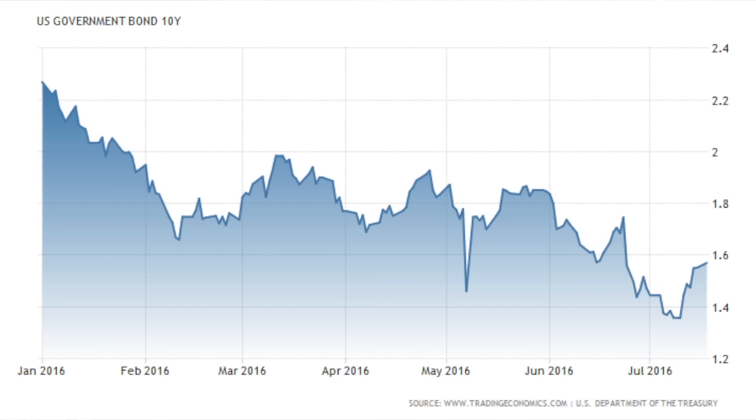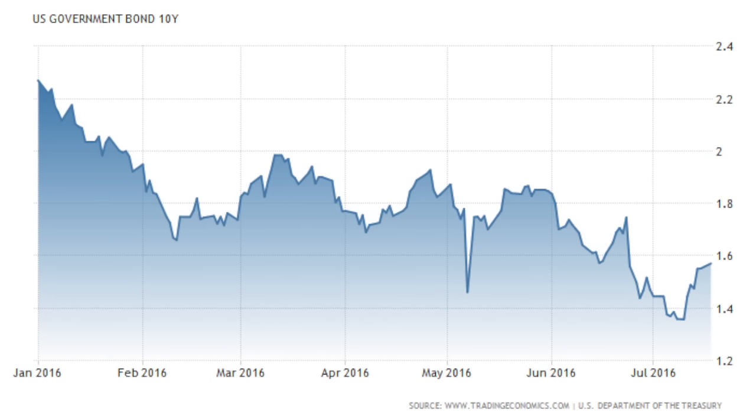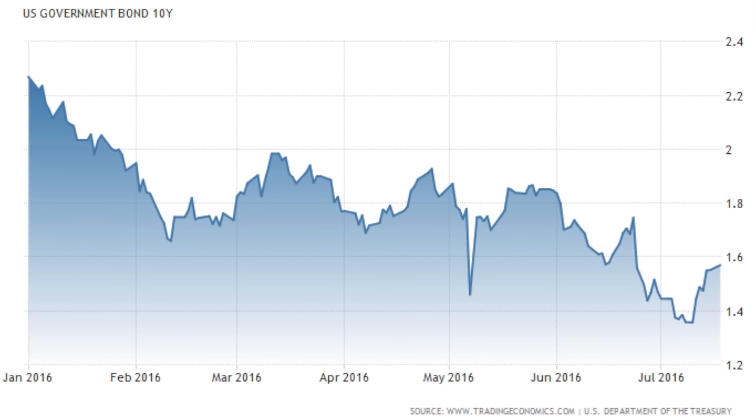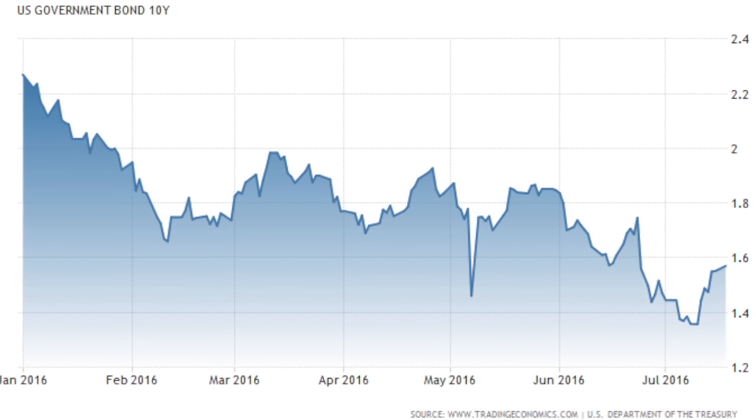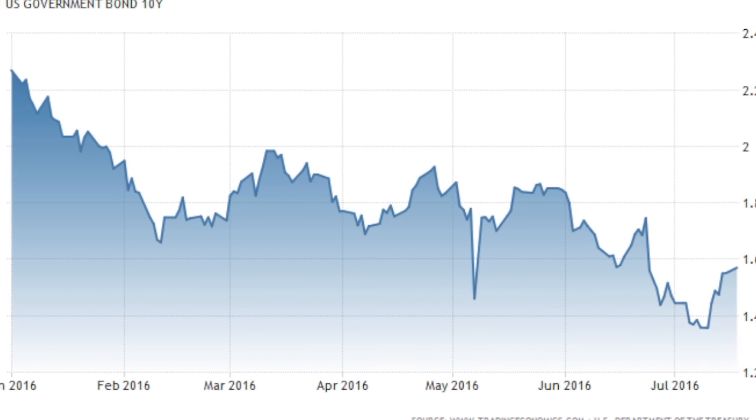Now I'll look at a short-term chart of this year in the 10-year Treasury yield, and as you can see, we bottomed at that 1.36 just around the non-farm payroll number. That was 1.36, and now we're almost back up to 1.60.